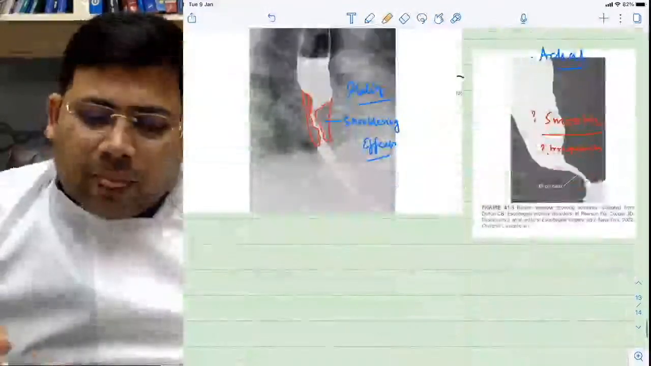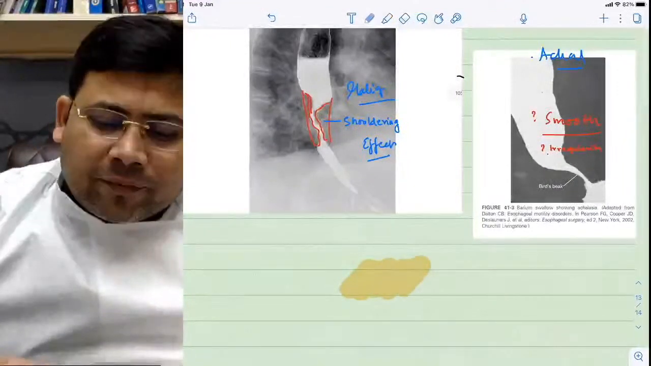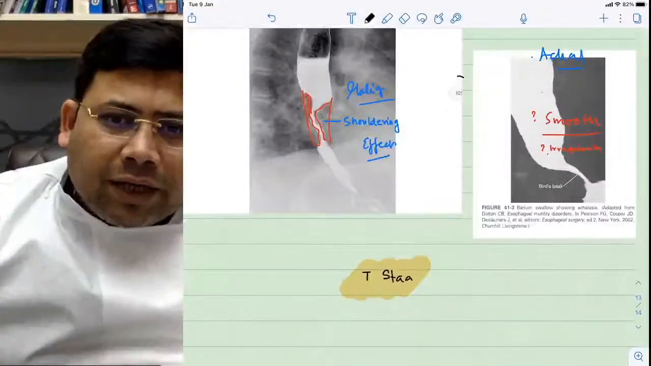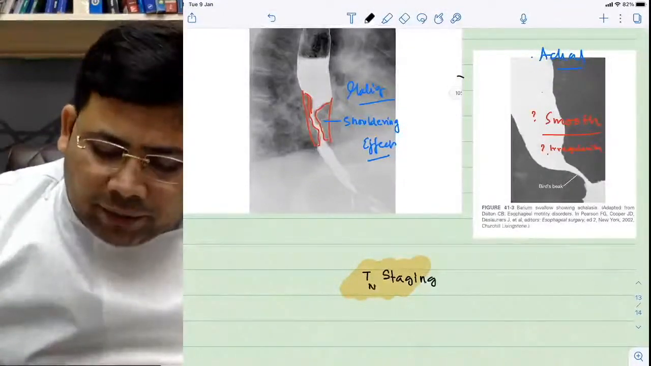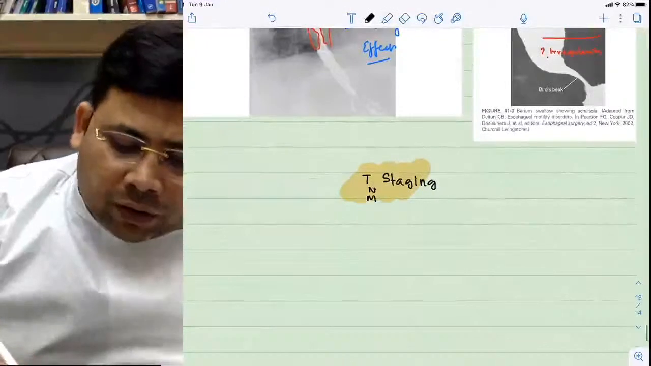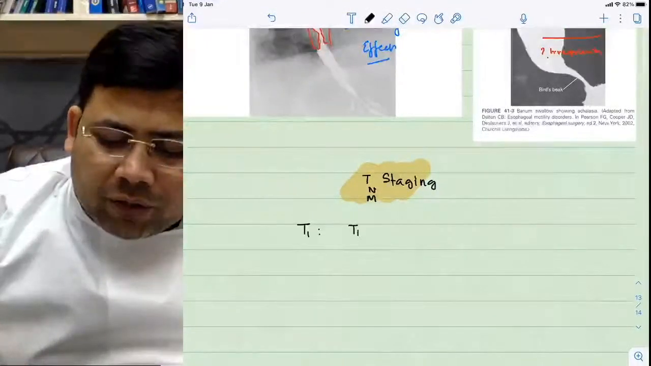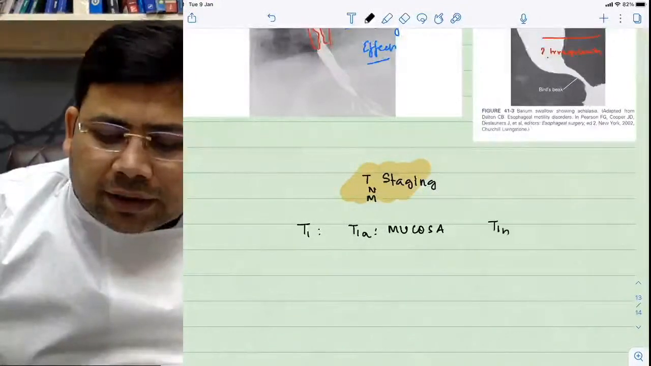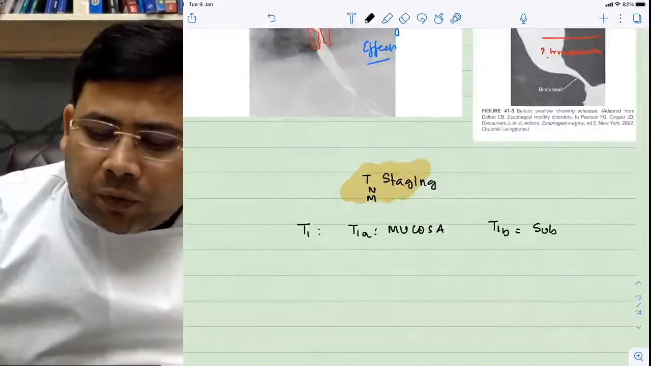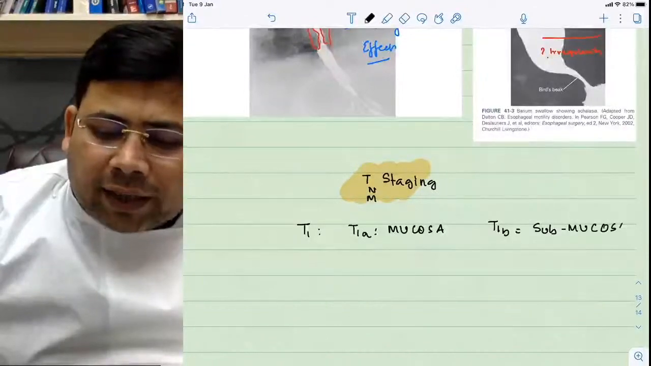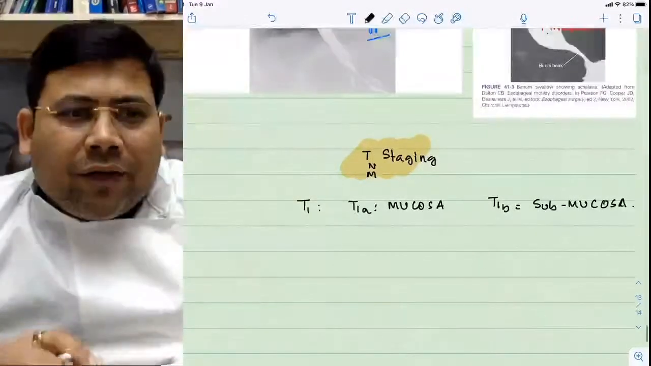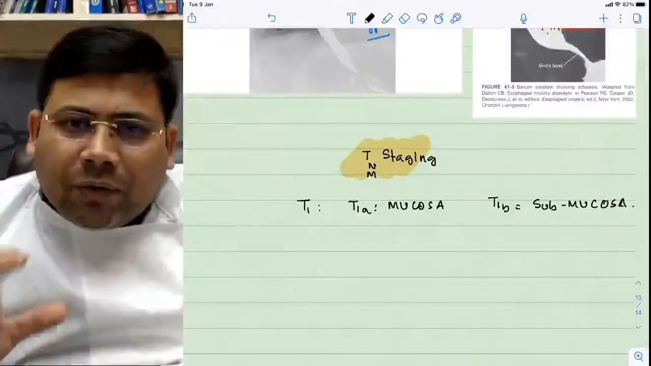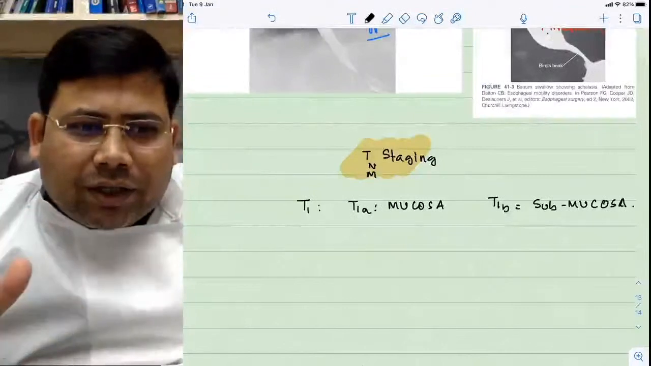Let us move forward now. Let us go for the T staging. Now this T staging is also very important because TNM is very important. So T1 is further divided into T1A, which is mucosa, and T1B, which is submucosa. Why is it very important to remember T1A and T1B? Because the whole treatment will vary. The treatment will completely change.